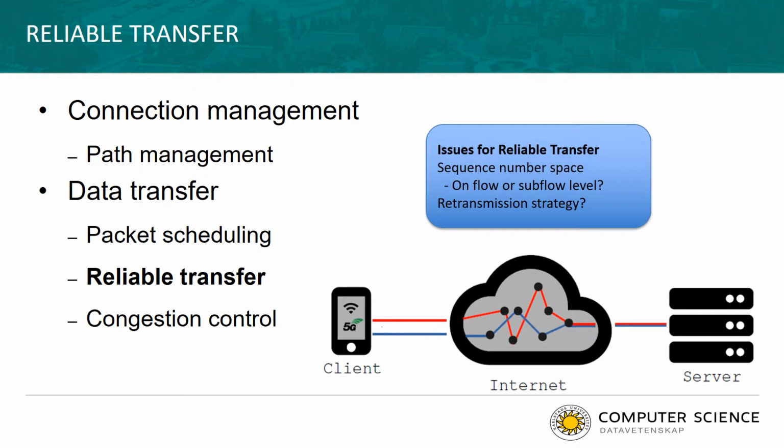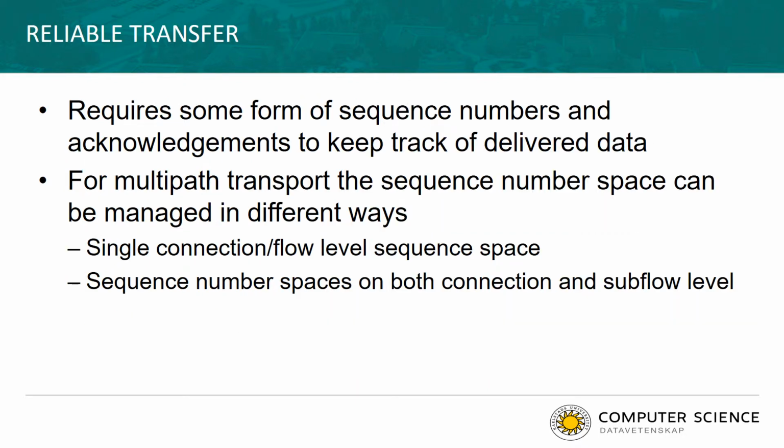reliable transfer. So in order to ensure a reliable transfer, we need to consider how to identify our data, how to manage the sequence number space, and how to recover data once it is lost. To provide a reliable data transfer, this requires some form of sequence numbers and an acknowledgement mechanism to keep track of what data has been delivered from the sender to the receiver.